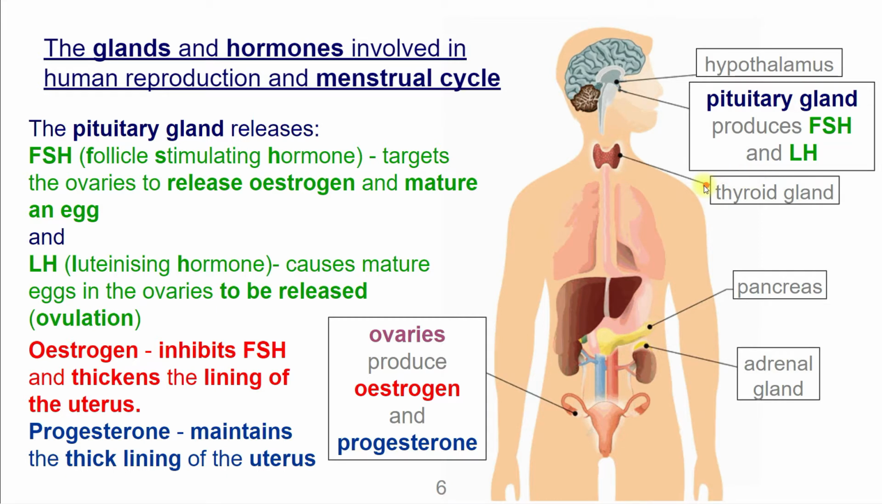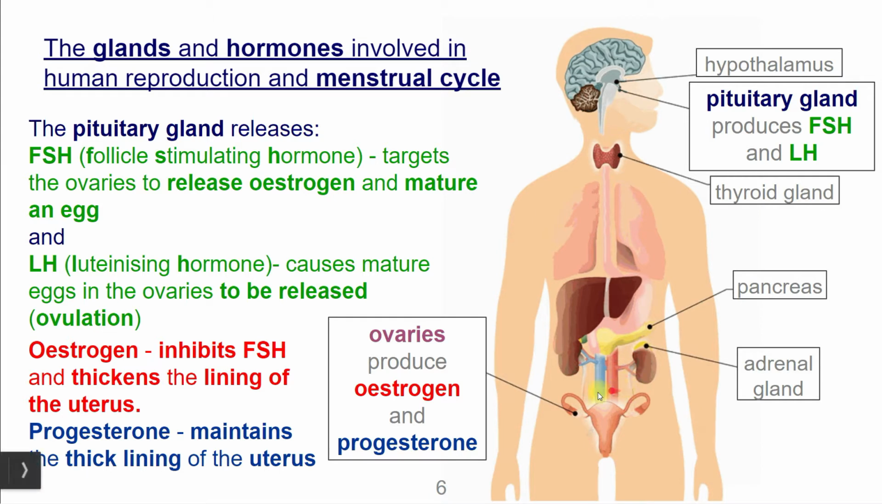We've got the thyroid gland, which is in the neck, and that releases thyroxine. We've got the pancreas, that controls blood glucose levels. That's just below the stomach. We've got the adrenal glands, and they are just above the kidneys.